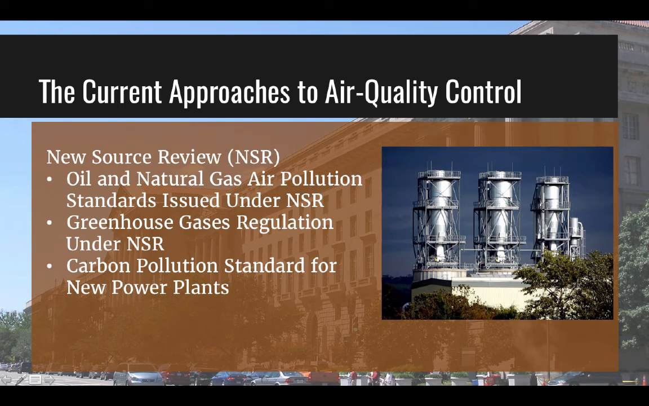Carbon pollution standard for new power plants. In 2012, the EPA set the first limit on carbon pollution from all new power plants. The new rule holds all power plants, regardless of their source of fuel, to the same standard. The rules will limit emissions from new power plants to 1,000 pounds of carbon dioxide per megawatt hour, about the level for a modern natural gas plant.